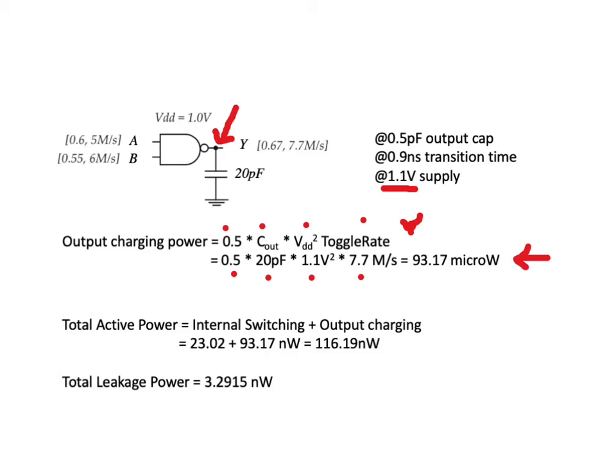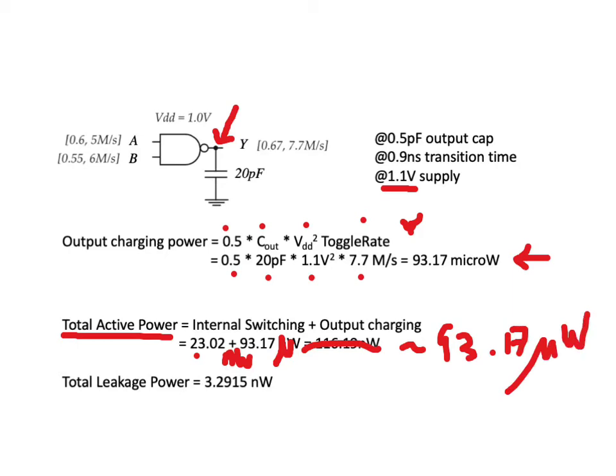So the total active power, or the total dynamic power, is 23.02 nanowatts plus 93.17 microwatts, and this is approximately equal to 93.17 microwatts. So for this particular NAND gate, because of the large output capacitance, the energy consumption is dominated by the output charging power. And we can simply look up the total leakage power of this particular NAND gate from the .liberty file.